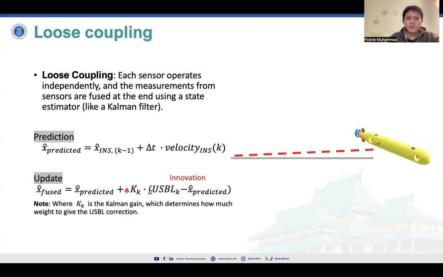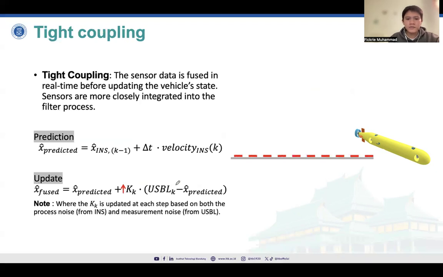So basically the Kalman gain influence is small, because the USBL and, for example, the AINS are not fully integrated as in tight coupling or deep coupling. In tight coupling, the sensor data is fused in real time before updating the vehicle states. So before we know our vehicle estimations or vehicle position, our AUV positions, we fuse our measurements together.